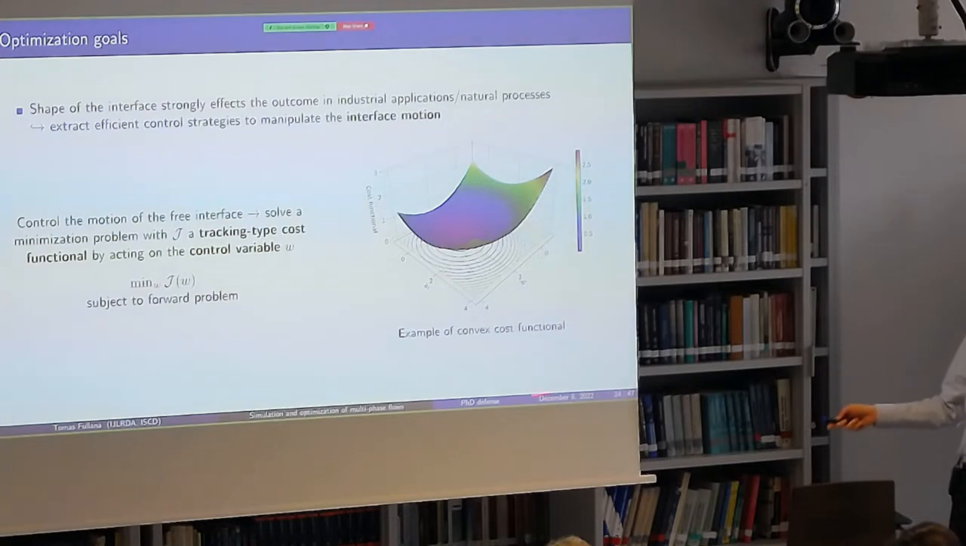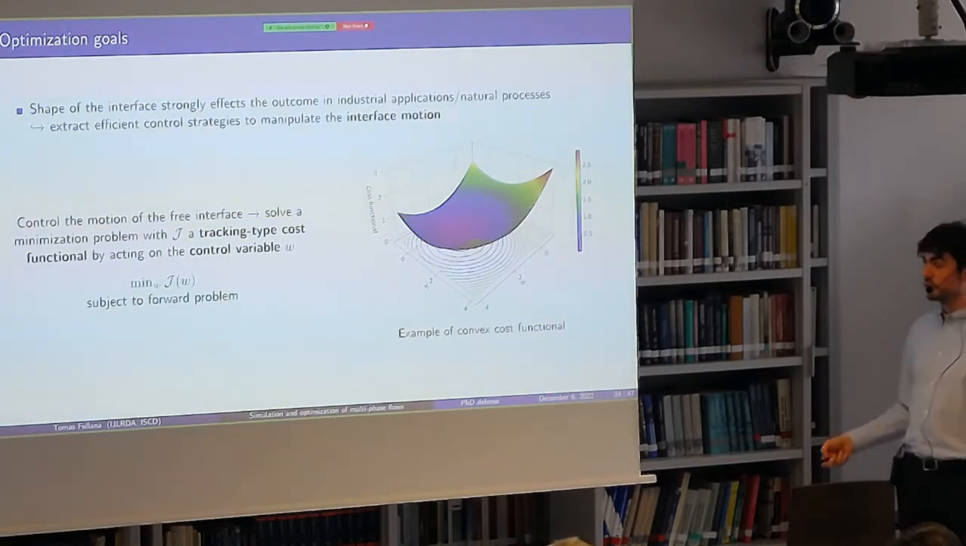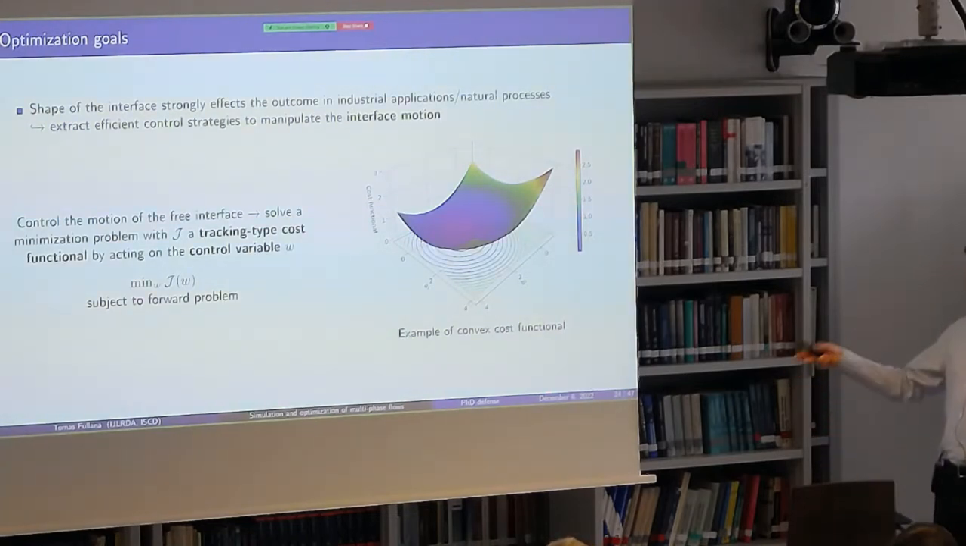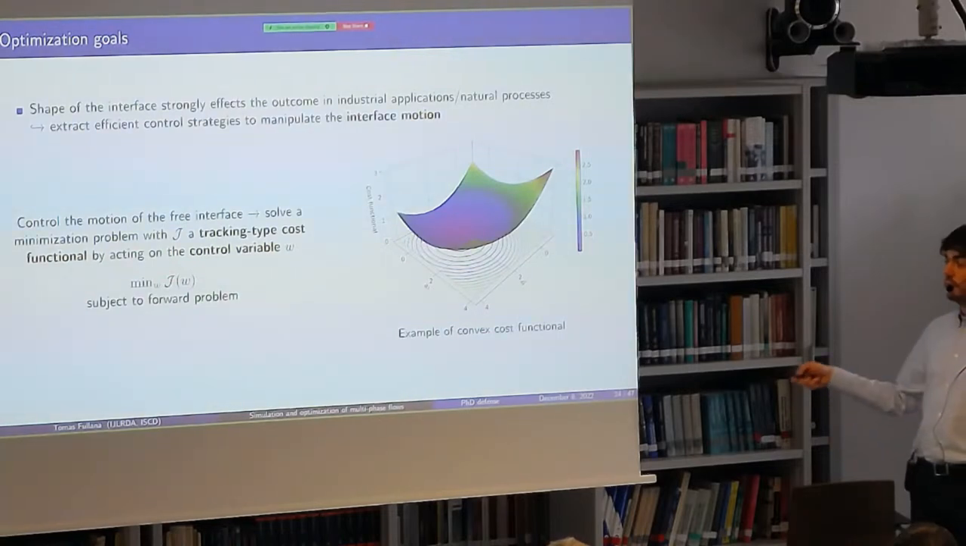Here on the right, you can see an example of a convex cost functional, where in this case it would be very easy to attain the global minimum. Then in a practical case, you might have multiple local minima that might be hard to overcome.